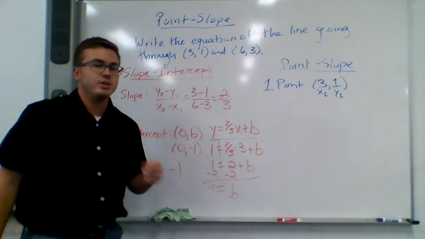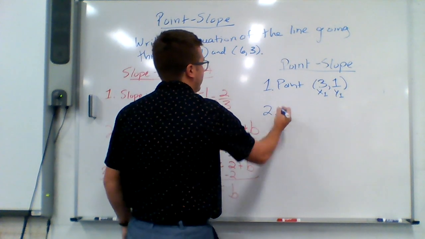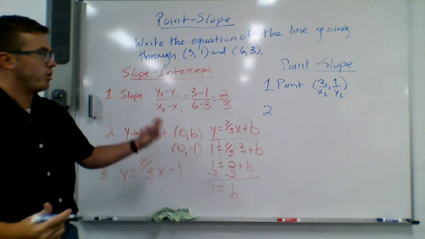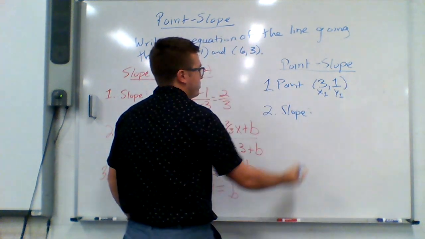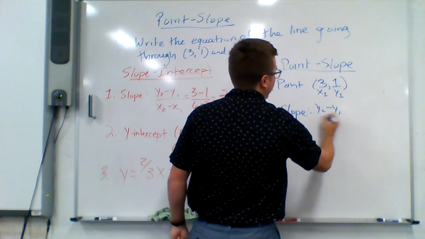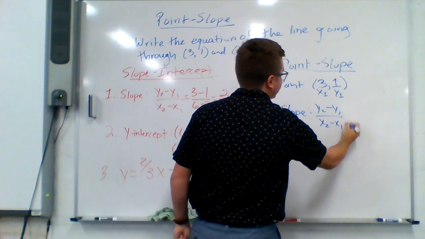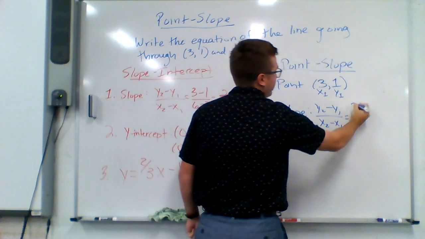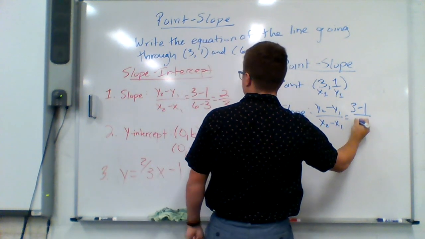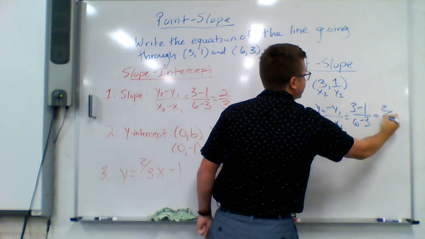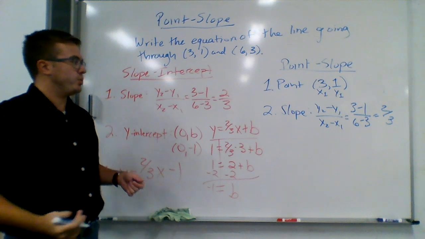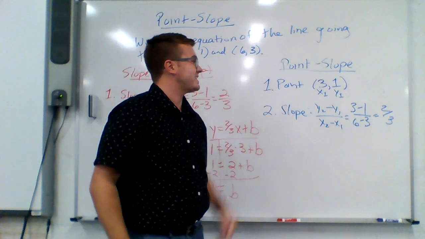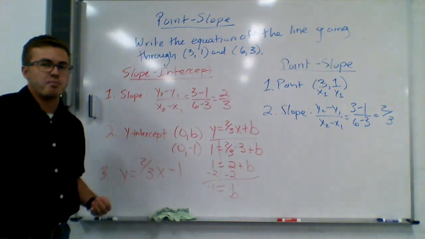Second thing I need to do is find my slope. Well, we already did that over here, but I'll rewrite it just so that we have it. My slope is y2 minus y1 over x2 minus x1. So we had 3 minus 1 over 6 minus 3 to get 2/3. So I know my slope is 2/3. I know my point is x1, y1, (3, 1).